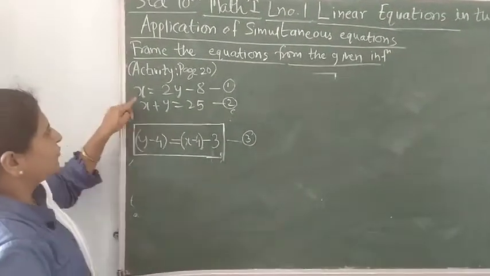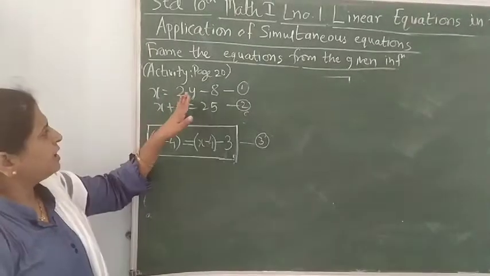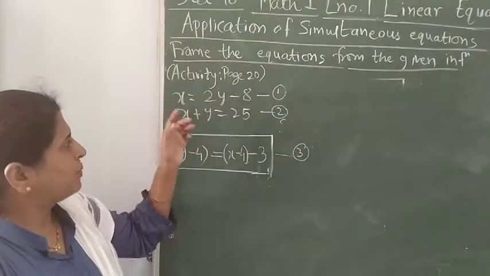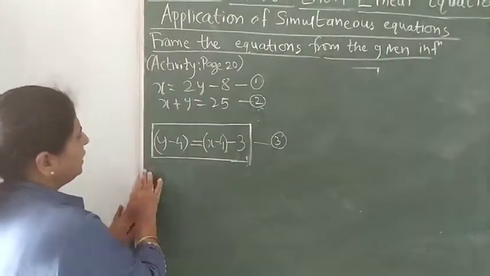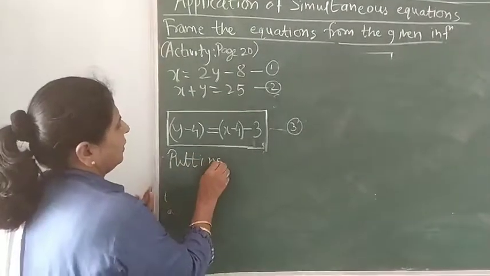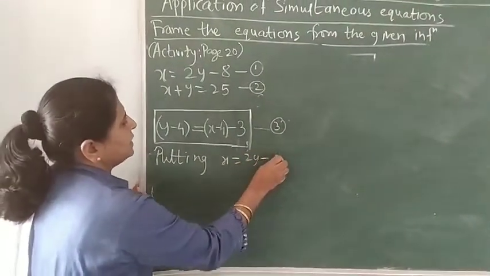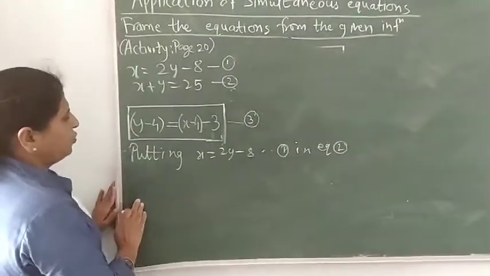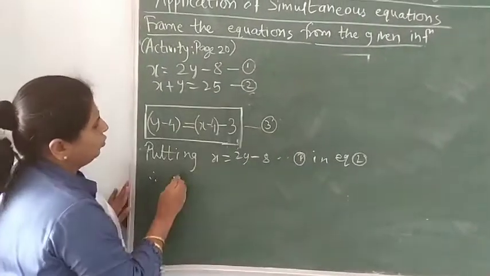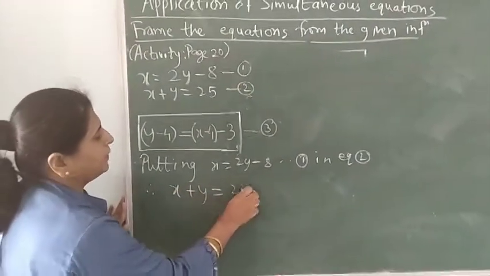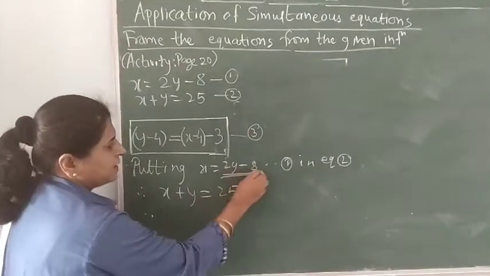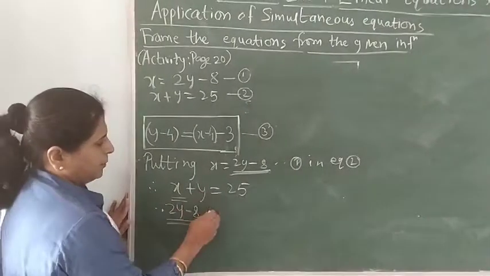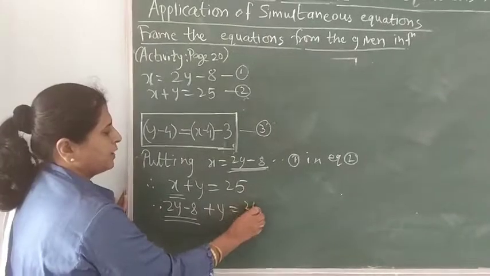Now the first equation is in the form of x is equal to 2y minus 8. Let it be in this form. This is also helpful to us if we use the substitution method. So by the substitution method, we put x is equal to 2y minus 8, that is equation number 1, in equation number 2. Write equation number 2: x plus y is equal to 25, and what is the value of x? It is 2y minus 8, substituting x, plus y is equal to 25.